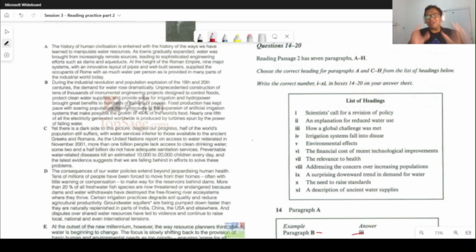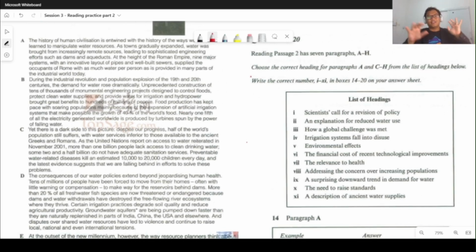So let's immediately jump to paragraph B. Now I'm going to zoom in just a little so that you guys can see clearly. Hopefully that is clear enough. So let's take a look at paragraph B, and the answer is the third heading. Now, the third heading says how a global challenge was met.